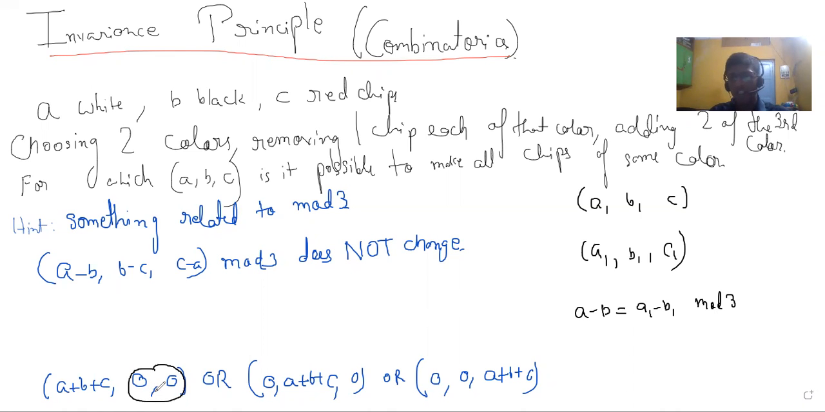But eventually, if you are in this case, then this is 0 mod 3. So the second and the third coordinates' difference is 0 mod 3, which means that if you want to end up with this, then initially you should also have had that B minus C is 0 mod 3. So to reach here, you should have had that B minus C is congruent to 0 mod 3. Okay.